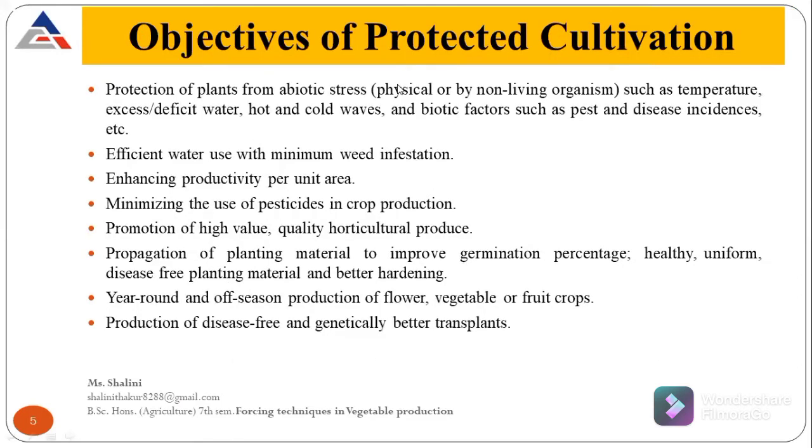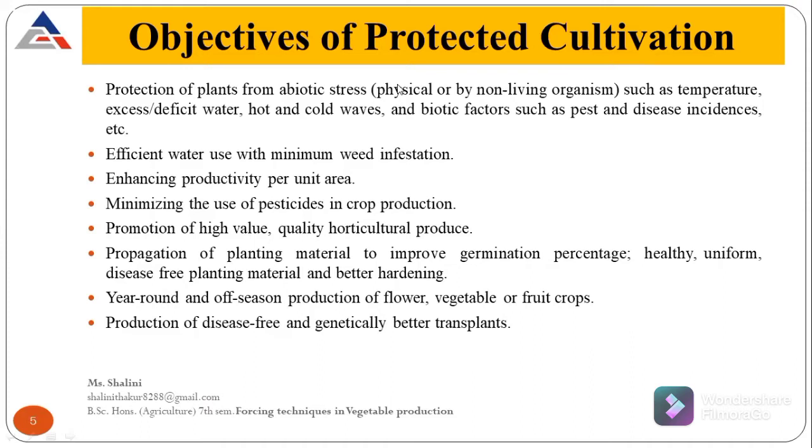What are the objectives of protected cultivation? First, we protect our plants from abiotic stresses, either physical or caused by non-living factors. We protect our crop plants from cold winds and hot winds, and we provide irrigation at the proper time by using different kinds of automation techniques, so that water goes at the proper time. We are using computerized systems.